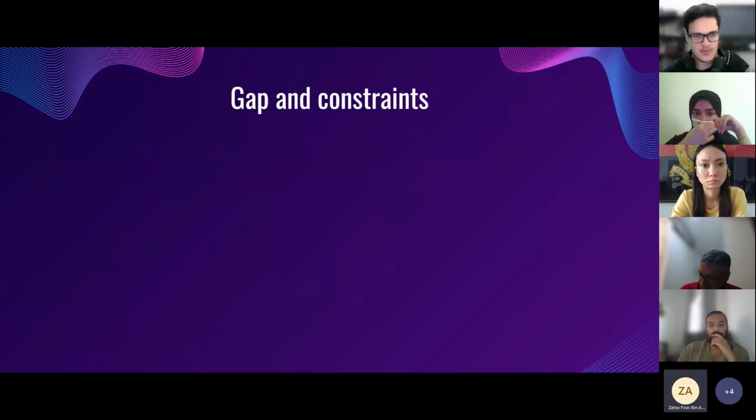So gaps and constraints. The digital twins budget and employment could be a gap, and the lack of experience in this field, due to the lack of experience with this technology in the field of traffic, it needs experience and more study.